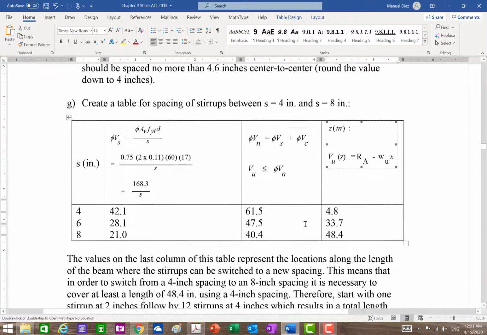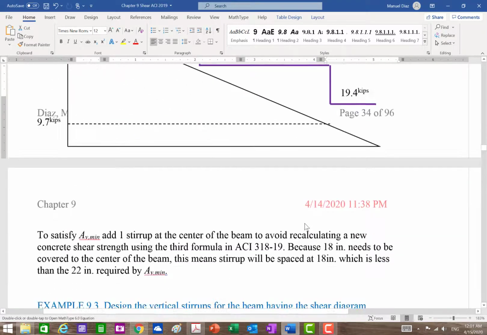So that's pretty much the design. However, there is a section from here to here, right, that may change this value if you do not provide AV minimum. Remember, this value is based on the fact that you are going to use AV minimum. So I need to make sure that I'm providing here AV minimum.